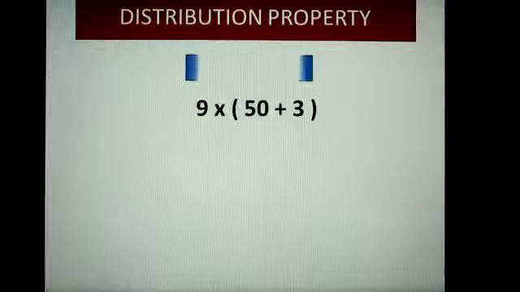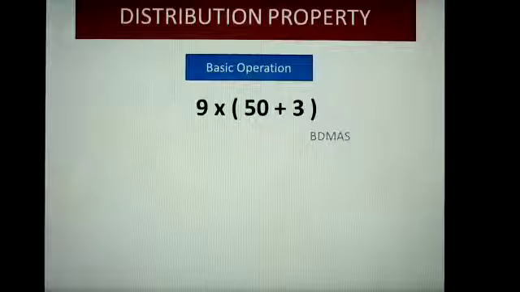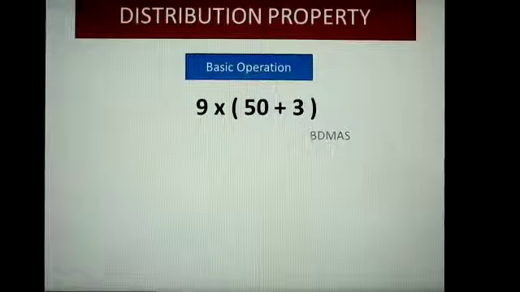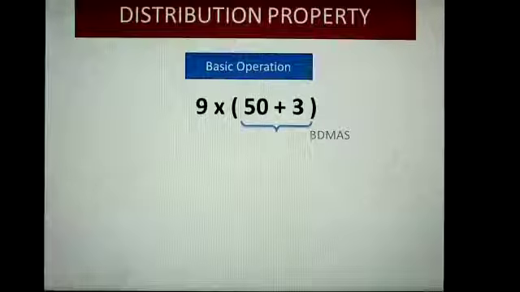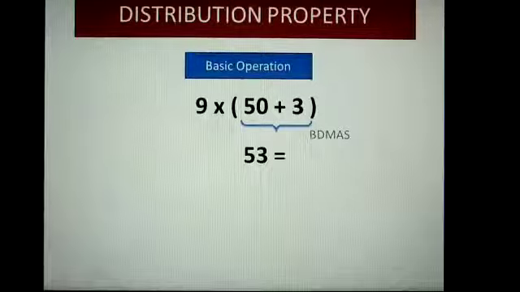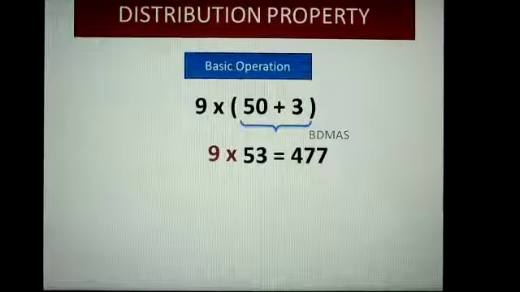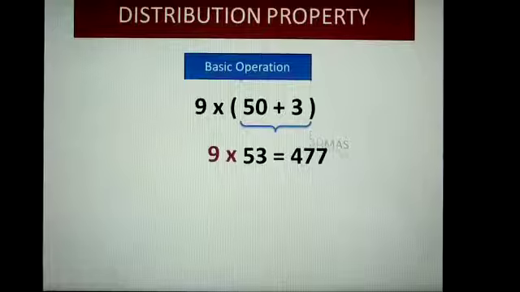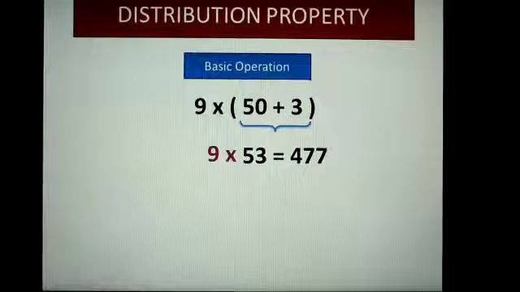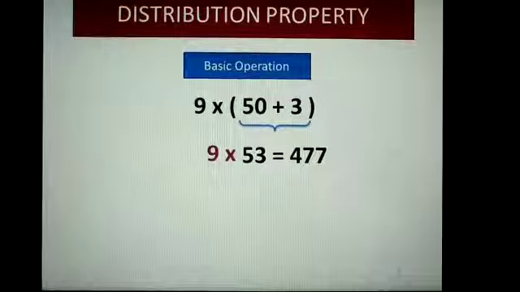See the example. 9 times the group 50 plus 3. By BDMAS, first we need to add the 50 and 3, which gives us 53. Next, we multiply that by 9, which is not easy to do mentally. So the answer is 477.